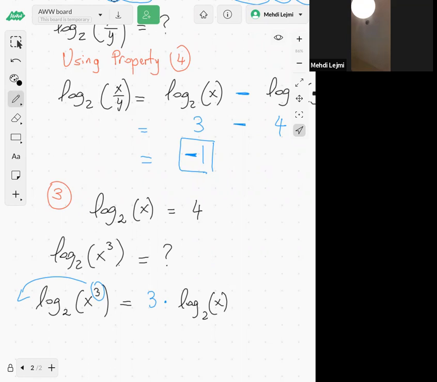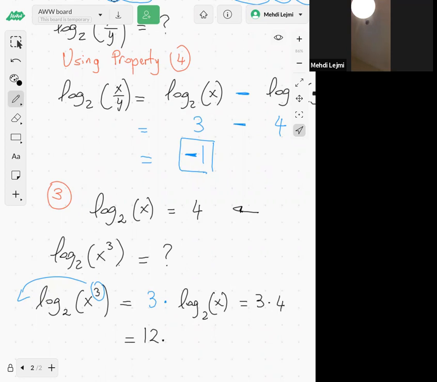But log in base 2 of x is 4. So this is equal to 3 times 4, which is 12. So the answer is 12. So you see, guys, if you have inside the log some power of x, then you can always put down the power in front of the log.